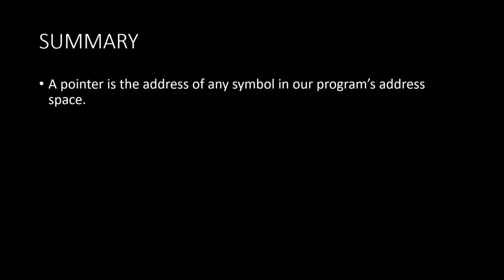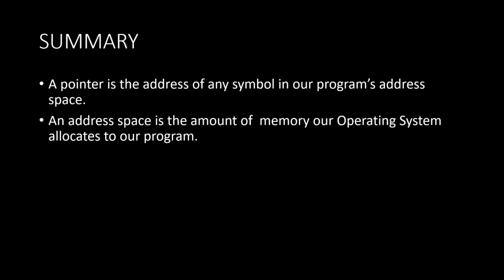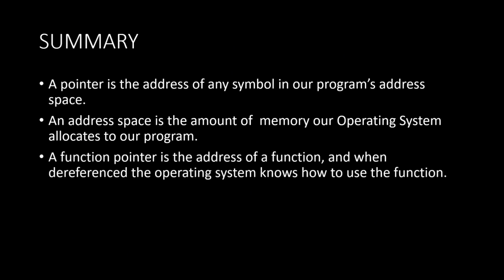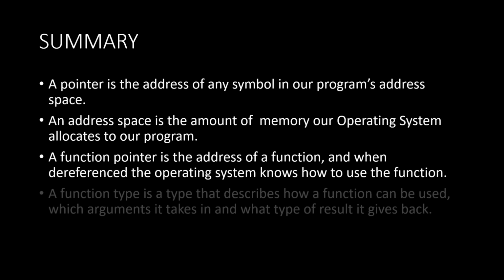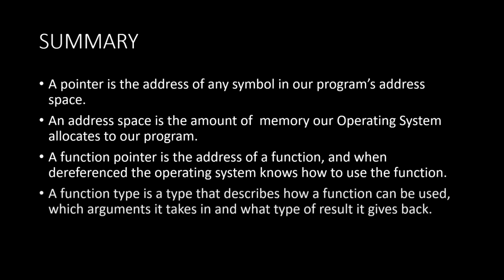So, summary. A pointer is just the address of any symbol in your program's address space. An address space is the amount of memory that your operating system allocates to your program. A function pointer is a pointer that knows that the data it is pointing to is a function. And a function type is just a type that describes a function.